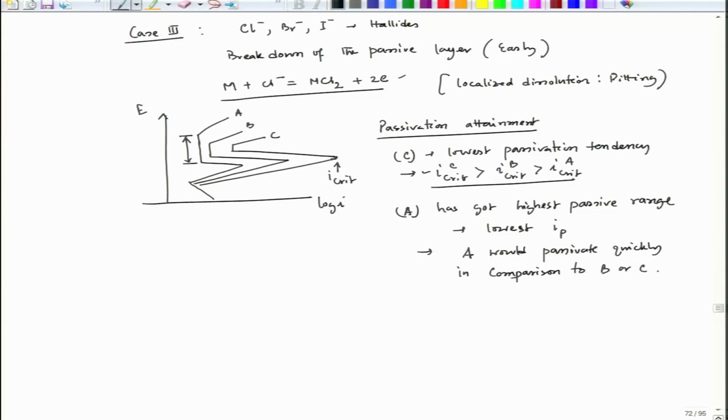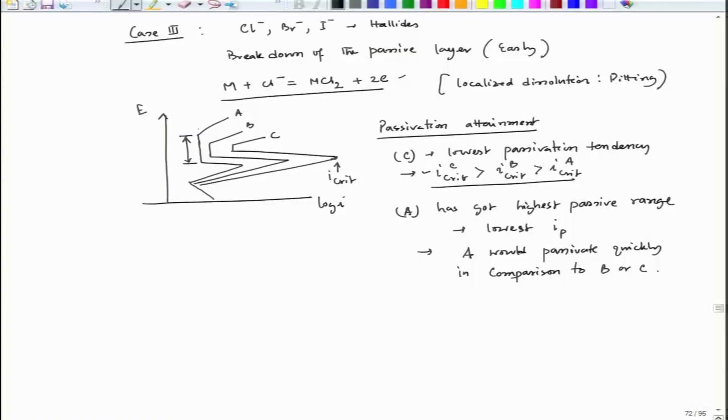So, that means we could see that higher I critical is not good. At the same time, a wider passive region is good, but we also have to see that a wider passive region should accompany a lower I passive. So, then we can say that that metal has got a very good passivation tendency.